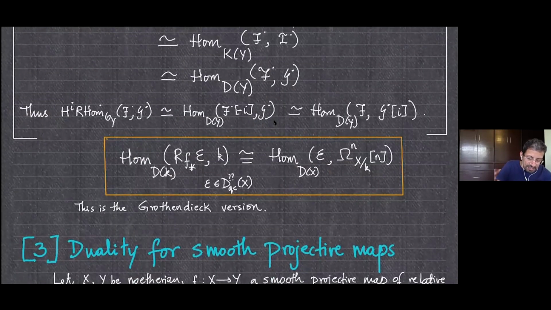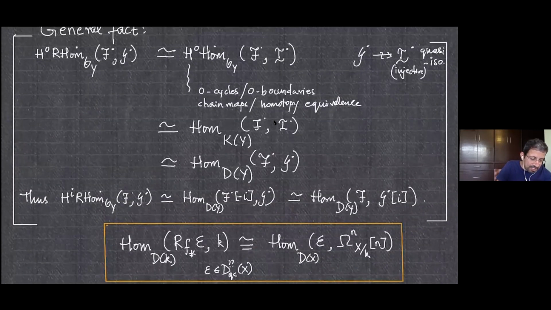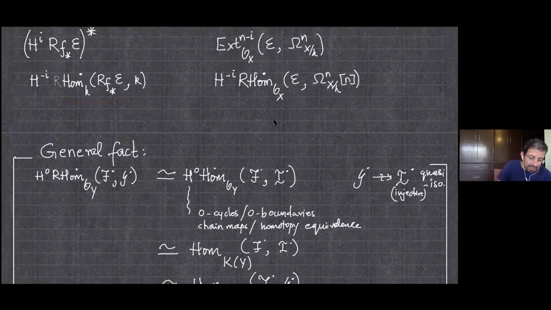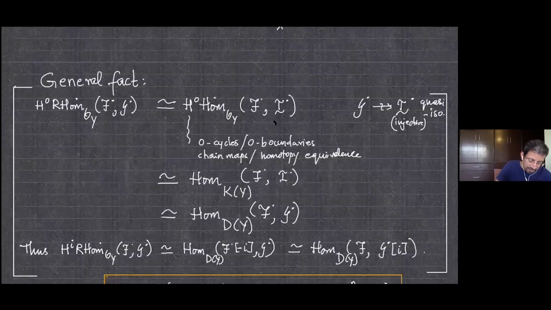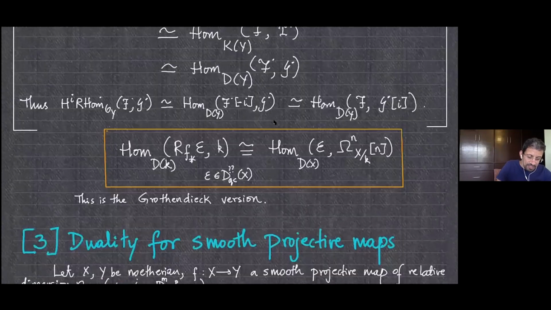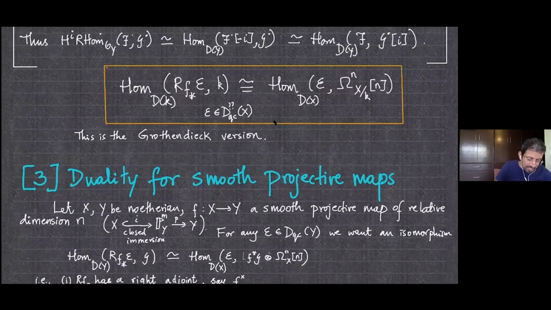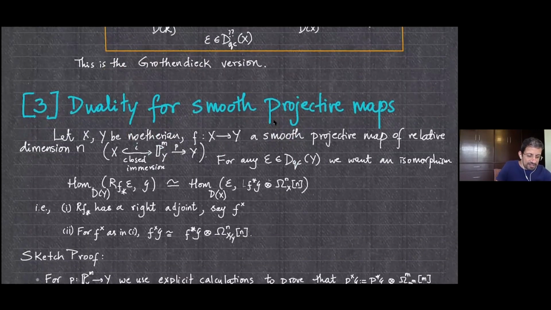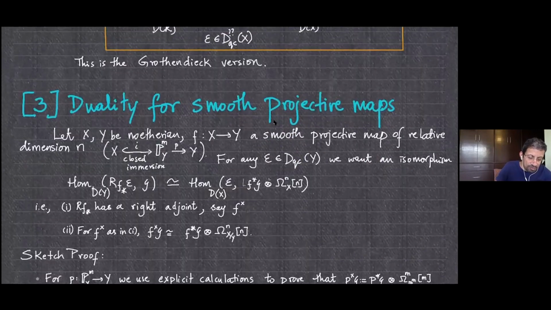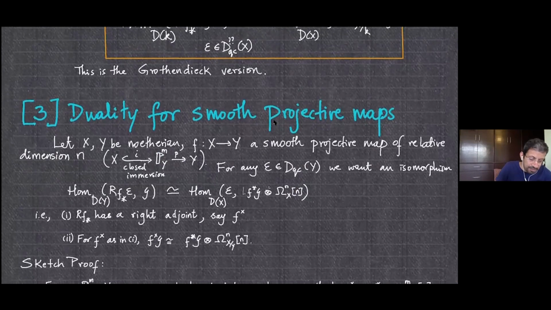So that will come to later. So this is the version. So this is Grothendieck's version of duality. So you can write it like this, or equivalently, you can also just say that these two complexes are isomorphic. These are equivalent versions. So either these groups are isomorphic or the above complexes are isomorphic in the derived category. So then here is what we have as duality for smooth projective maps.